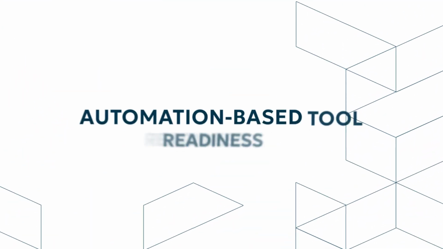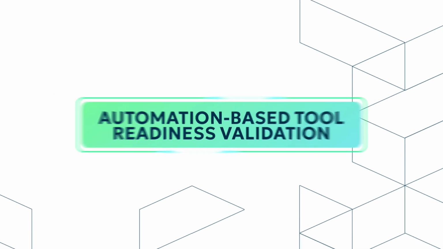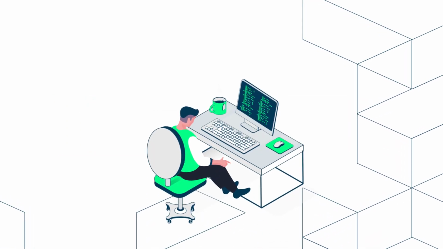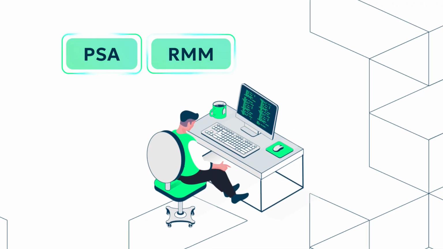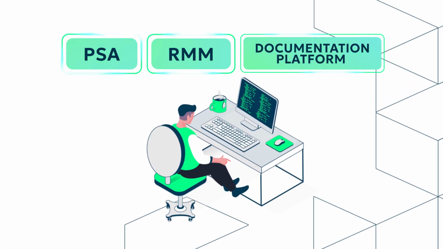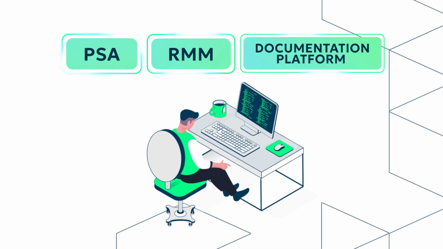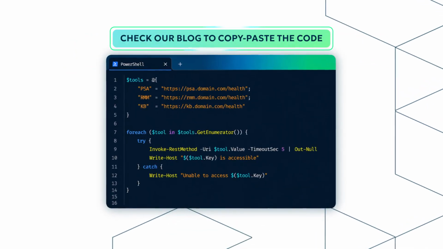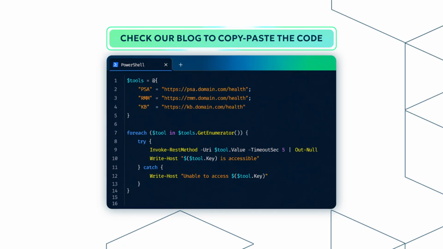Stage 2, Automation-based tool readiness validation. Lightweight automation can prevent this by confirming that systems like the PSA, RMM, and documentation platform are accessible and responsive before a technician ever logs in. Here's a sample script that validates the accessibility of key systems by checking their health endpoints.